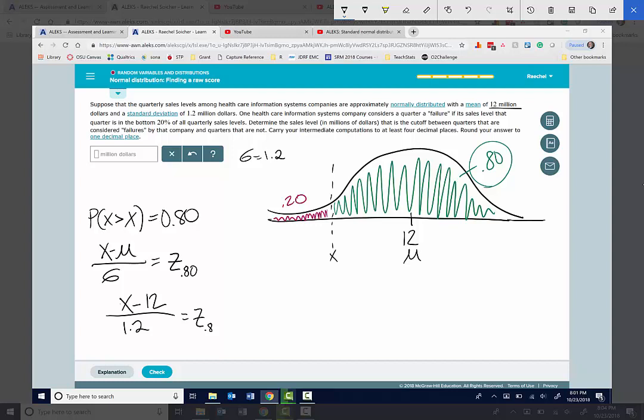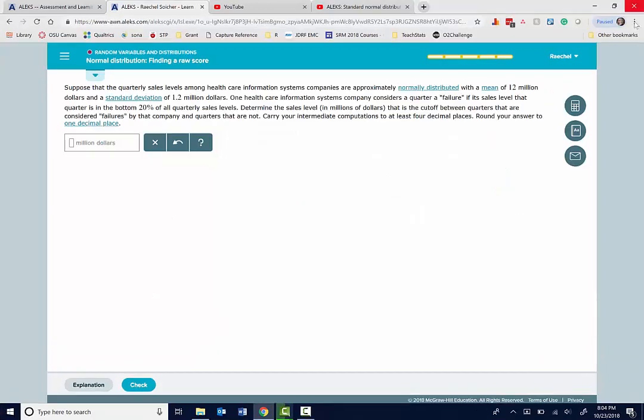Now, the reason I'm leaving million off is because the question says determine the sales level in millions of dollars. So we're not going to have to write in millions over here. We're just going to need this simplified version of it. We want to first go to the calculator and find what the z value at 0.8 is.